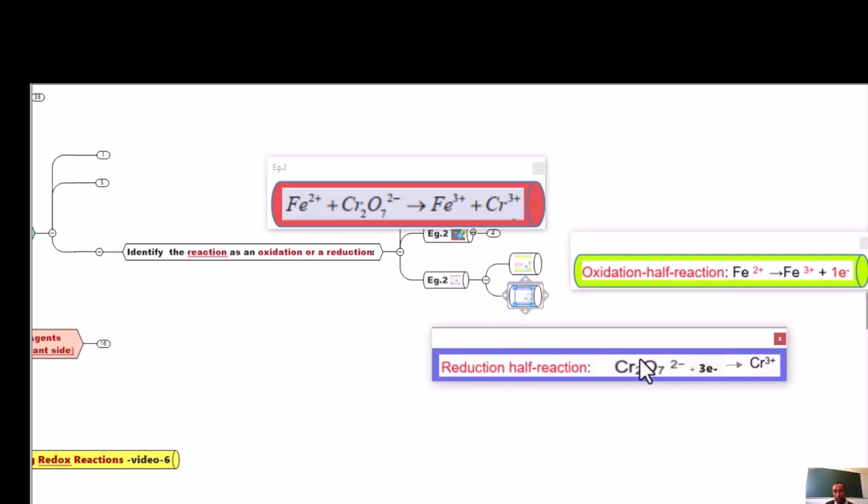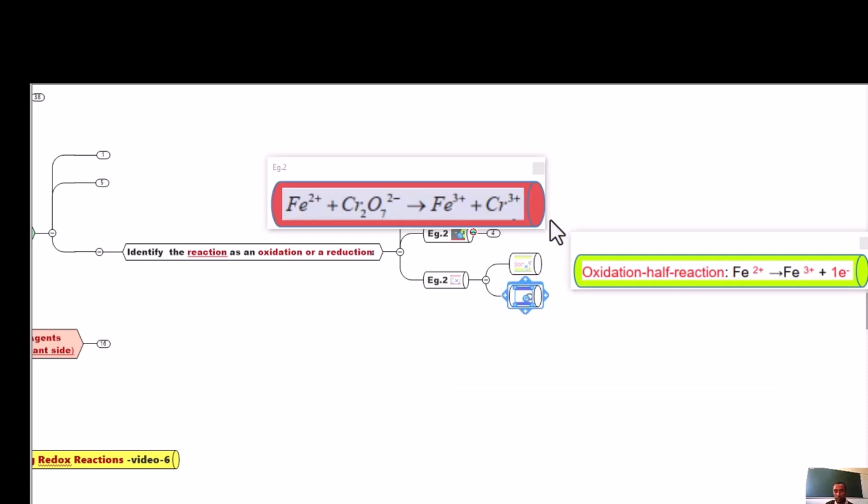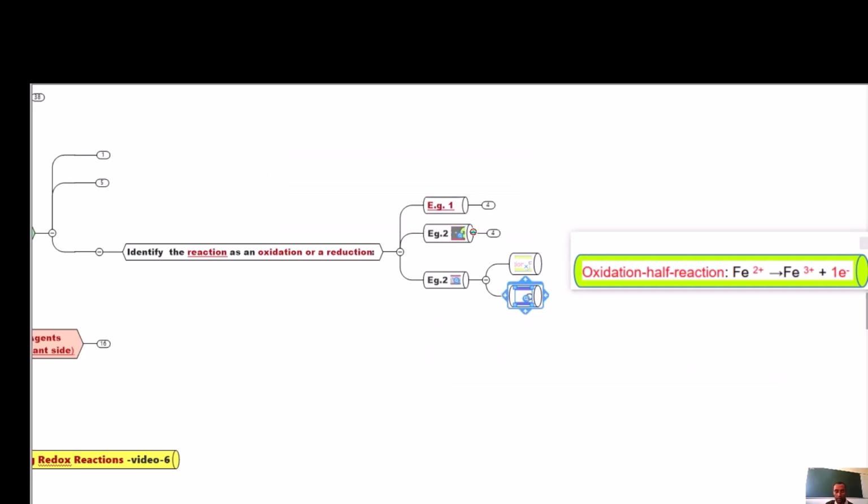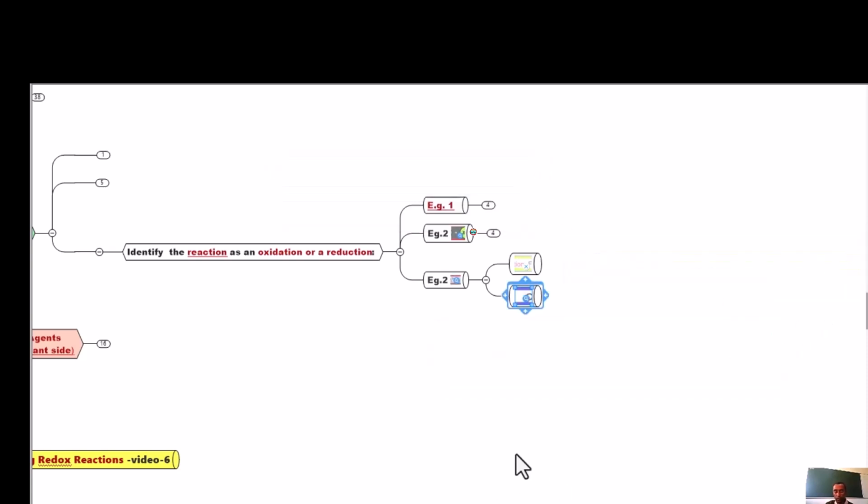If you calculate the oxidation number of chromium in this compound, it becomes +6, and on the product side there is +3, so the oxidation number decreased from +6 to +3. This is a reduction half reaction. This is one way of writing half reactions for a redox reaction.